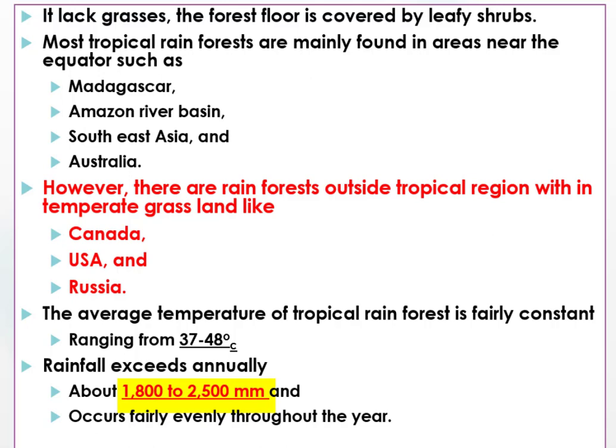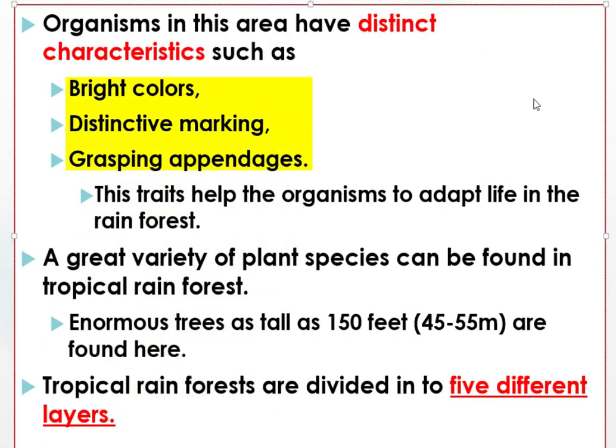Organisms in tropical rainforest have developed distinct characteristics that help them to adapt to life in this forest. These characteristics include bright colors, distinctive markings, and grasping appendages. Many different varieties of plant species can be found in tropical rainforest, including the tallest trees, which range in height from 45 to 55 meters.